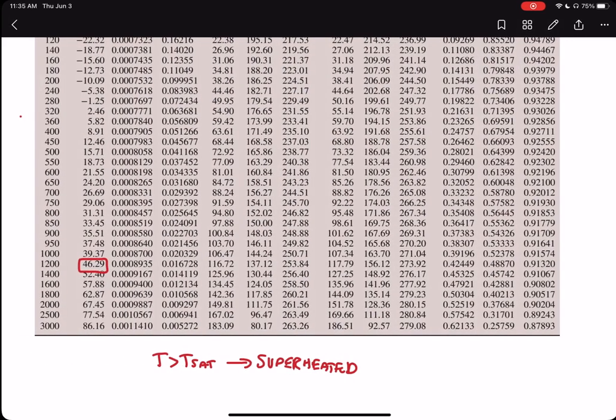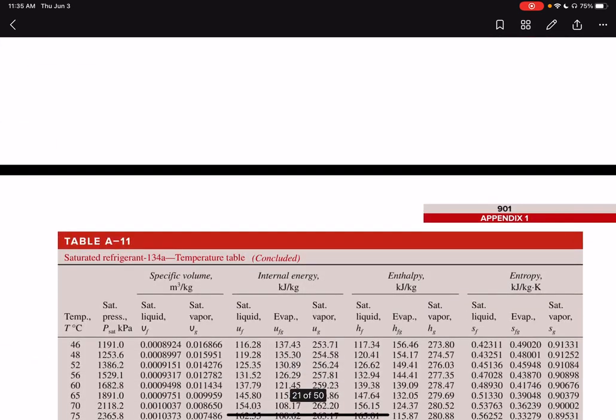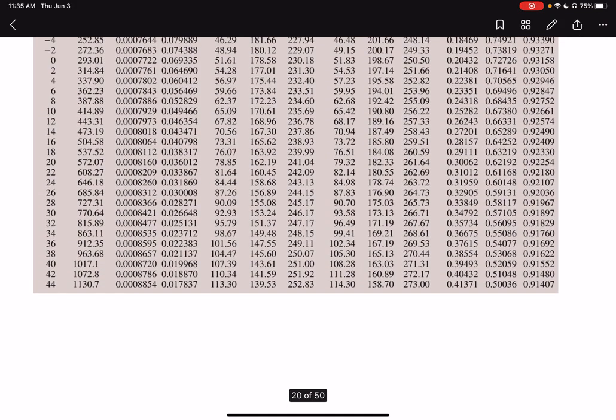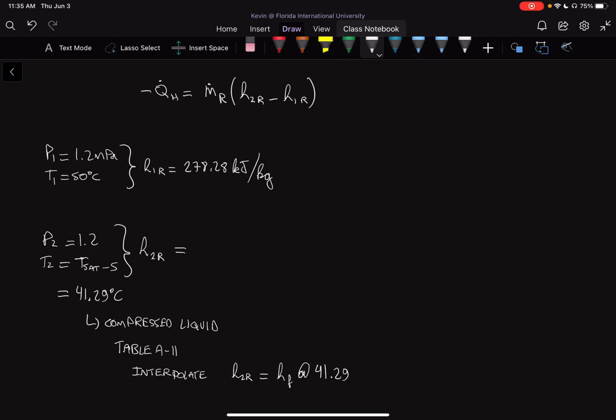So just to show you the process, I'm not going to do the interpolation, but you would go to table A11. You know that your temperature is between 40 and 42 degrees. So between 40 and 42, we have 108.28 and 111.28. So it'd be somewhere in the middle there. And the value turns out to be h2R is equal to 110.19 kilojoules per kilogram.